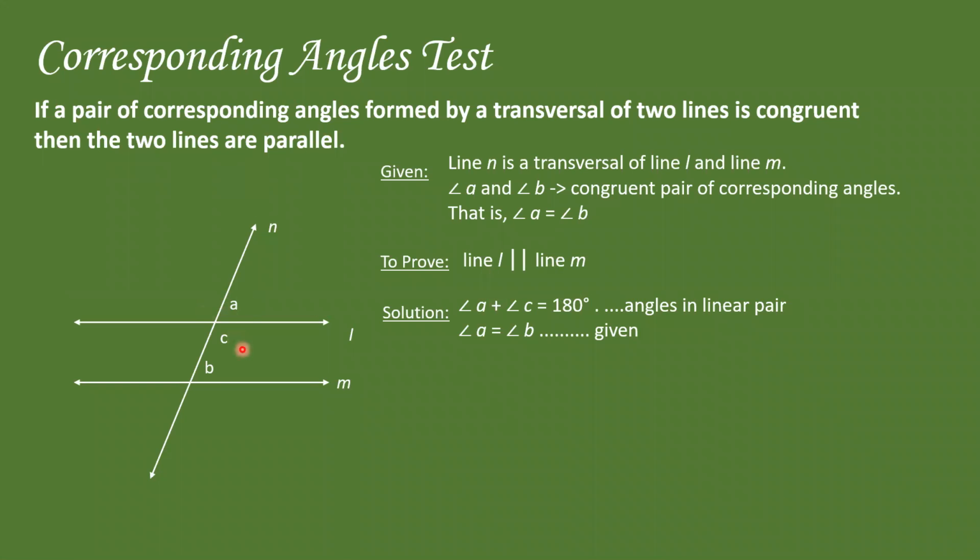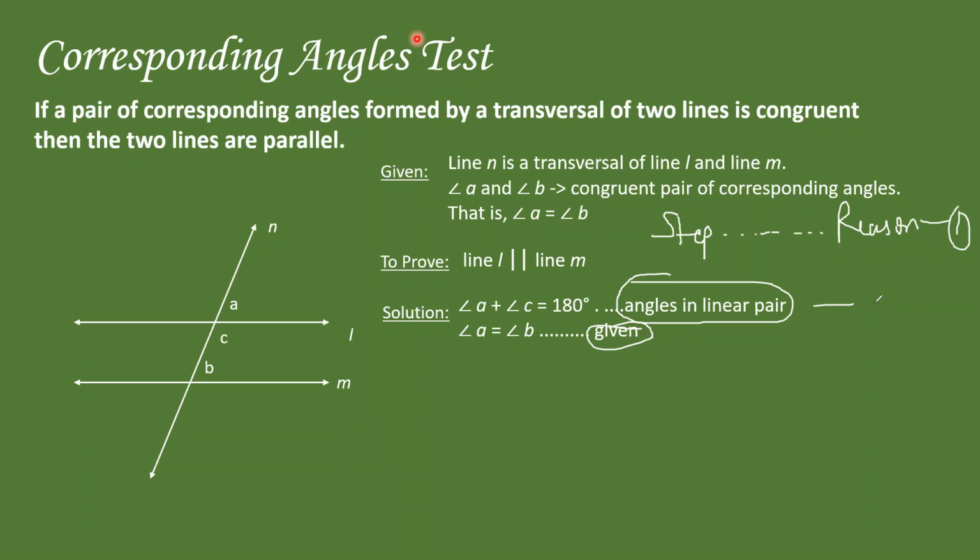So angle A and angle C are 180 degrees, angles in a linear pair. Angle A and angle B are equal, we are given. And don't forget to write the reason. The reason is very important. So I'm writing the reason over here and the step over here. Always follow this method: write the step and, like this, the reason. And if you want to go one step further, you can also number your steps, like this, 1 or 2.